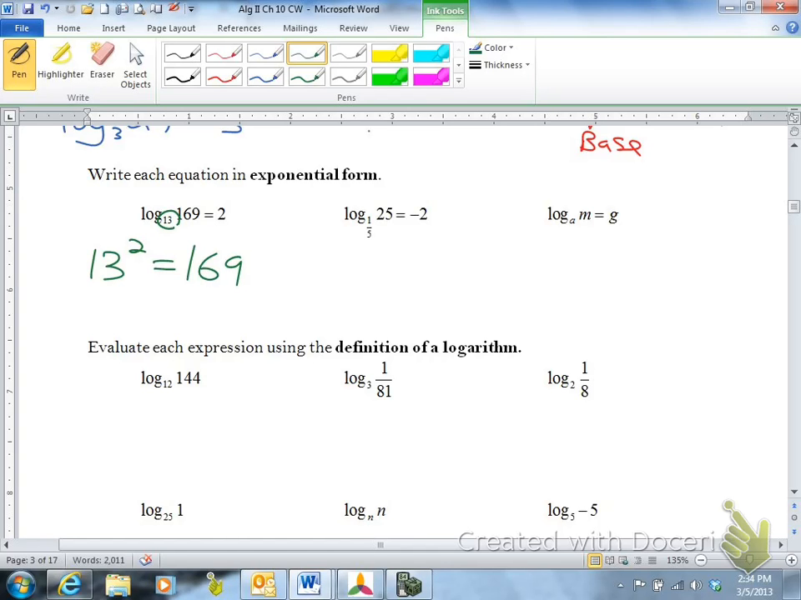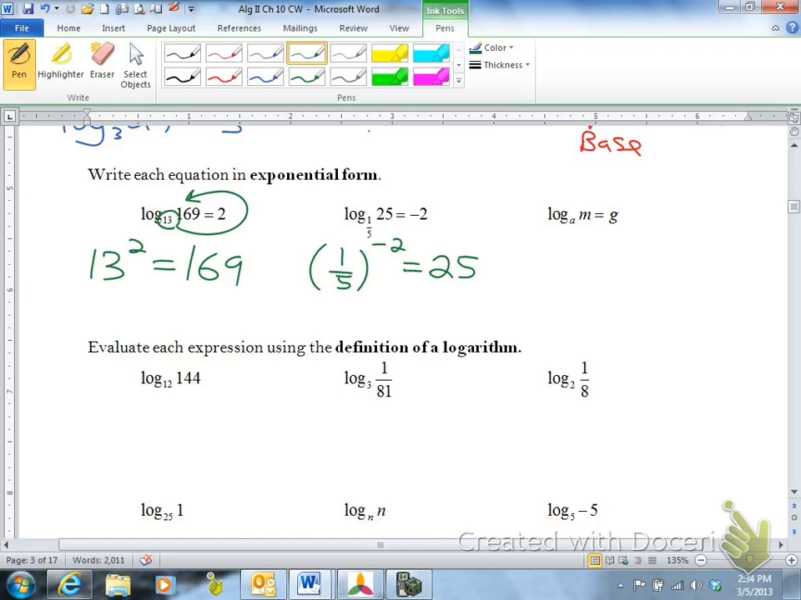I saw a teacher before do this, going from this form. If you start with the base and you go this way, then it's 13 raised to the 2 equals 169, just to get used to the order that you're supposed to write the numbers. The next one would be 1/5 is your base, raised to the -2 equals 25.